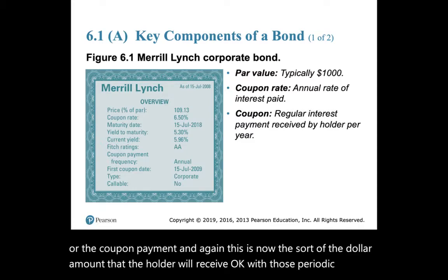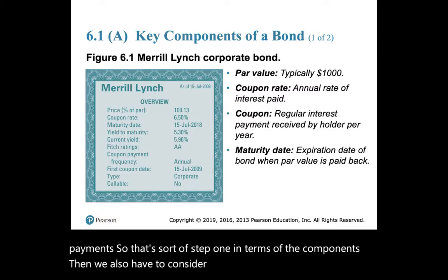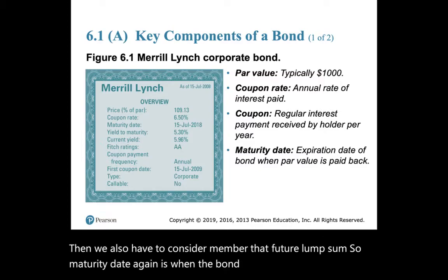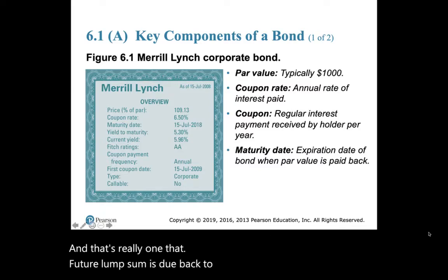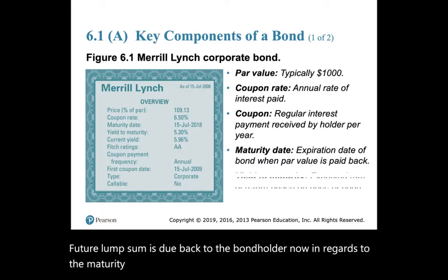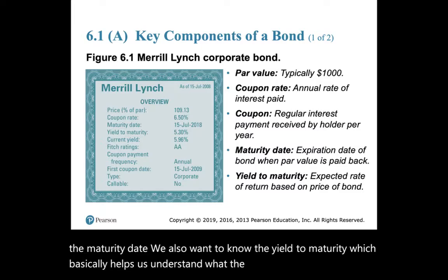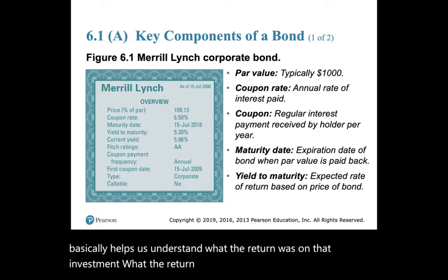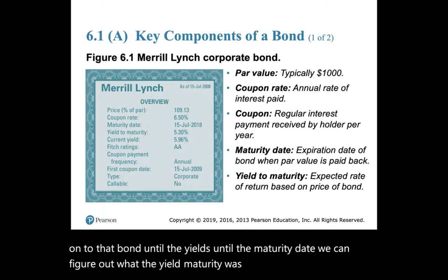So that's step one in terms of the components. Then we also have to consider, remember, that future lump sum. So the maturity date, again, is when the bond expires or matures. And that's really when that future lump sum is due back to the bondholder. Now, in regards to the maturity date, we also want to know the yield to maturity, which basically helps us understand what the return was on that bond. So if the holder holds on to that bond until the maturity date, we can figure out what the yield to maturity was, or in other words, the return on that investment.